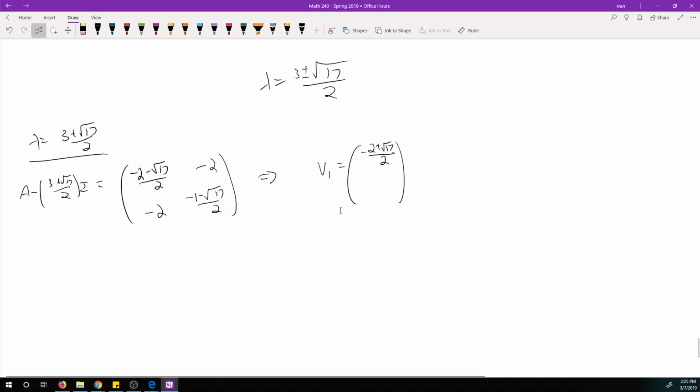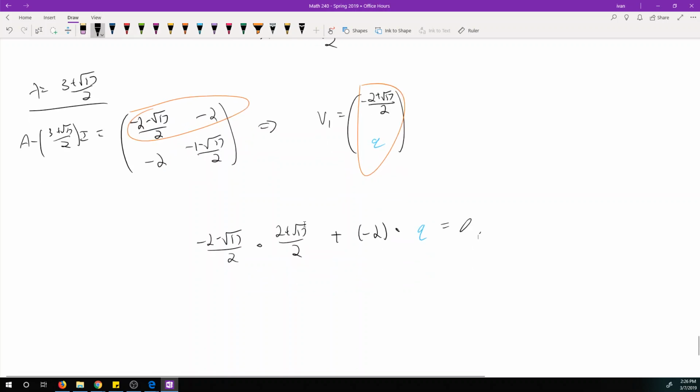All right, so if I take this first row and I multiply it with this eigenvector, I'll get negative 2 minus root 17 over 2 times 2 plus root 17 over 2 minus or plus a negative 2 times some number. Let's call this like q, right? And that's equal to 0. Okay, so we really need to just solve for q here. And what do I get? Well, okay, so this becomes negative 4. The reason why, oh, that's a negative 2. So this is a positive 4.